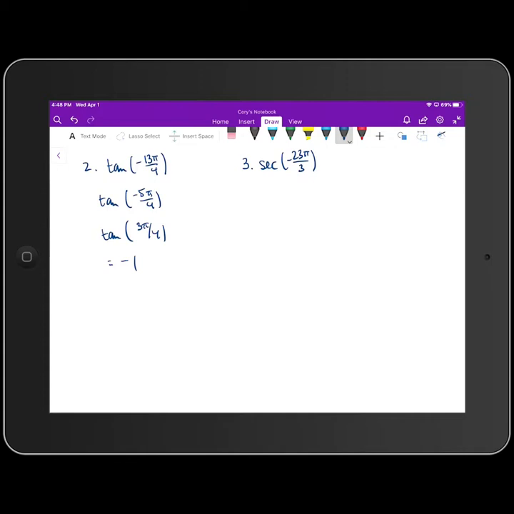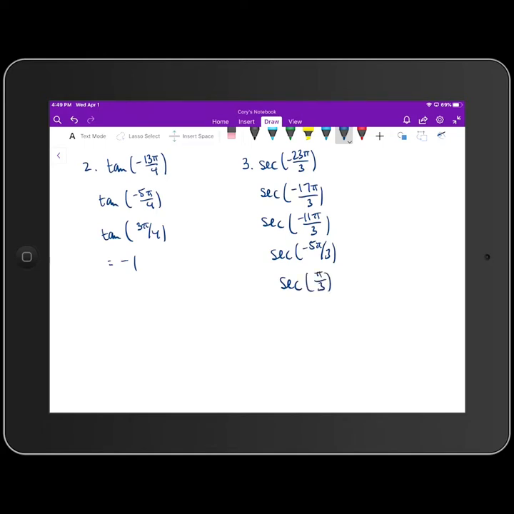Okay, for 3, the secant of negative 23 pi over 3. We're going to have to add 2 pi several times here to find an angle that is coterminal that is between 0 and 2 pi. So if I add 2 pi, which is like adding 6 pi over 3, negative 23 pi over 3 plus 6 pi over 3 is negative 17 pi over 3. When I do it again, adding 6 pi over 3, we get negative 11 pi over 3. When I add 6 pi over 3 again, we get negative 5 pi over 3. And then when we add it again, we get the secant of pi over 3.